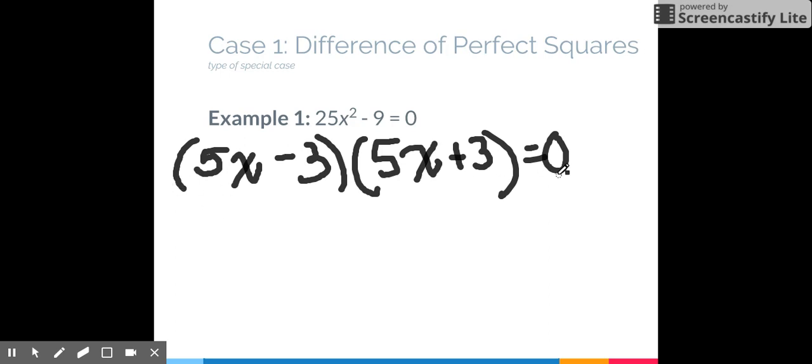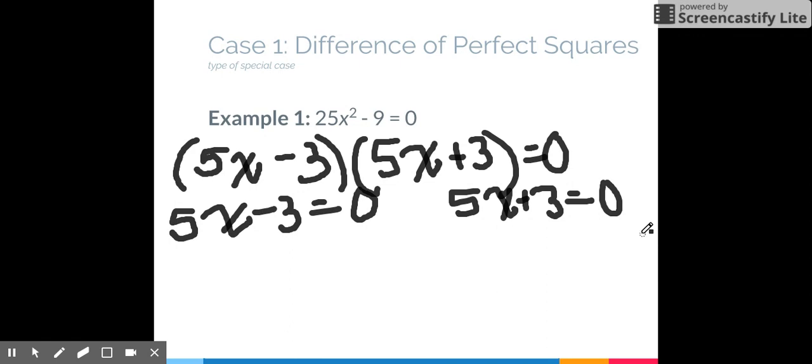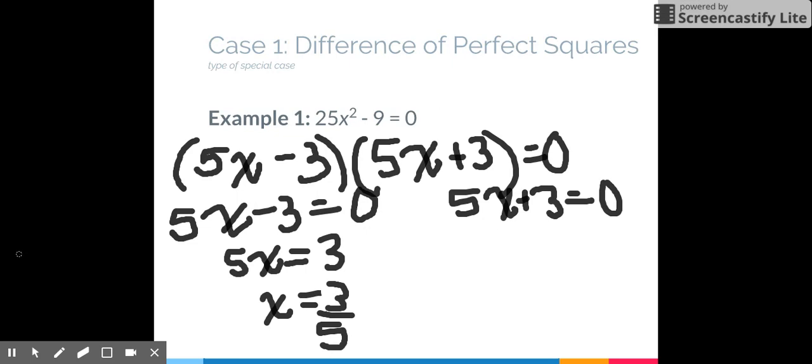So the next step is to actually solve. But right here, we have factored the equation. To solve, we take both of our factors and set them equal to 0. So we set 5x minus 3 equal to 0 and 5x plus 3 equal to 0. And then we just solve for x. You add 3 to both sides and divide by 5. So when we add 3 to both sides, we get 5x equals 3. And when we divide by 5, we get x equals 3/5.